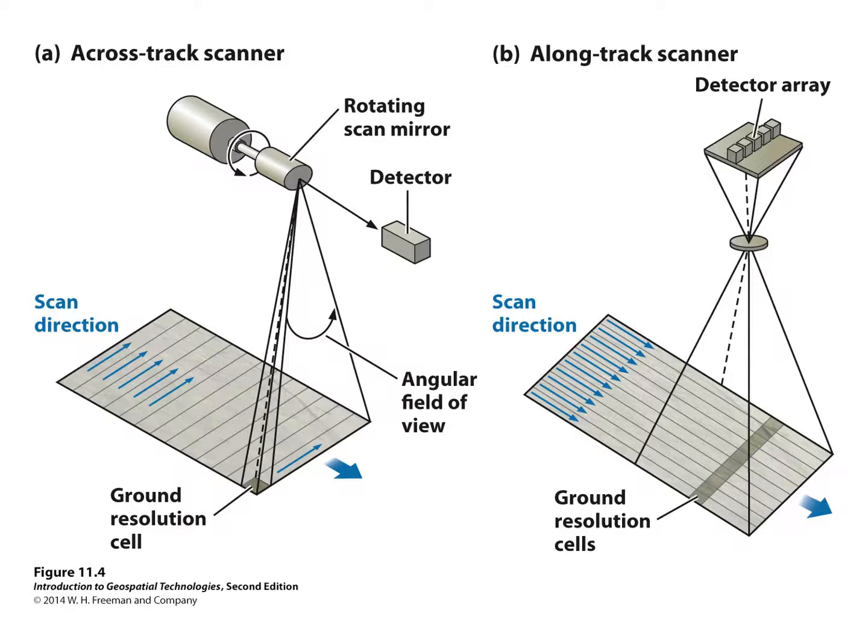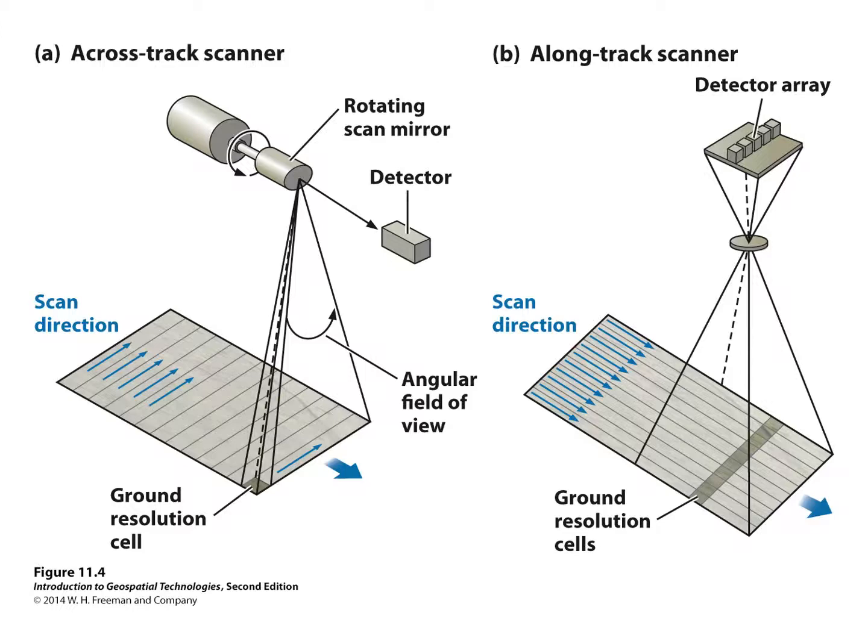And we do this with 2 general types of sensors and equipment. One's called a cross-track scanner, sometimes called a whisk broom scanner, where the sensor moves left to right and back and forth as the satellite moves along. It hits a rotating mirror that then sends the signal over to some sort of detector to measure whatever it is that it's tracking.